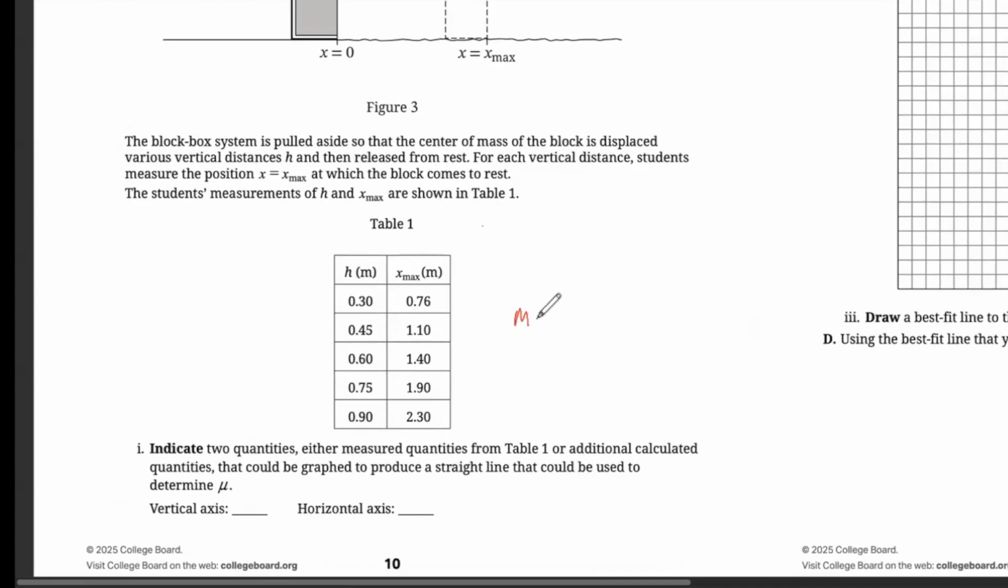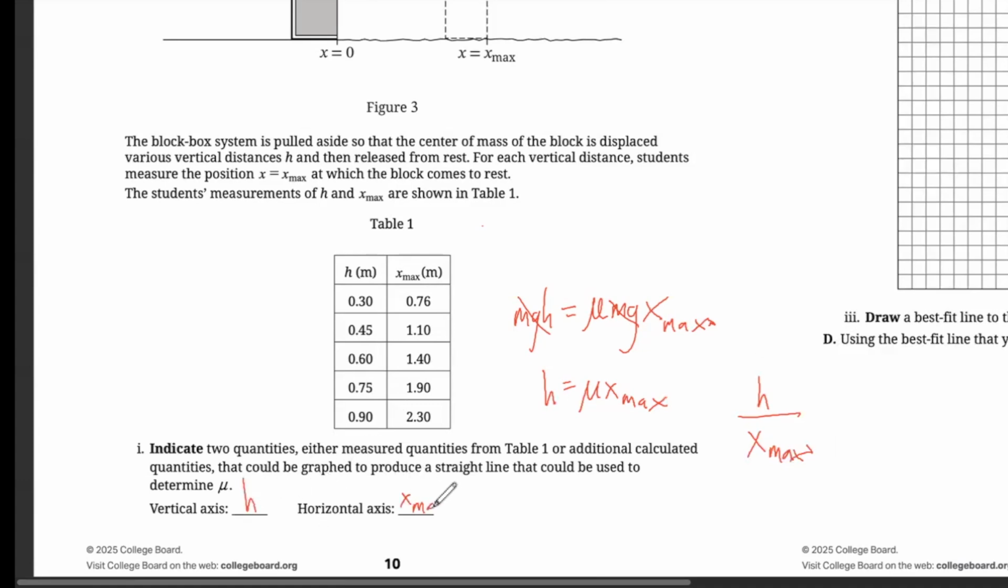That's also very easy. Why? Because all of your initial gravitational potential energy turns into thermal energy. How do we find thermal energy? It's force of friction, which is coefficient times normal force, multiplied by X max. And whoop-de-doo, mg cancels. So you've got H is equal to mu X max, which means if you want to find mu, you could plot H versus X max. And you're just going to get a straight line where your slope is literally the coefficient of friction.